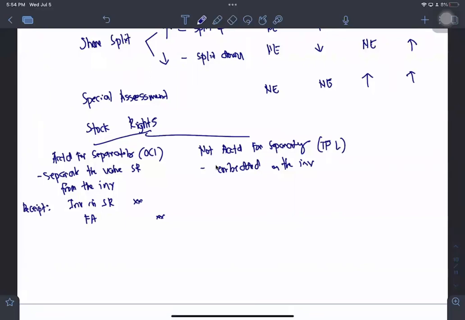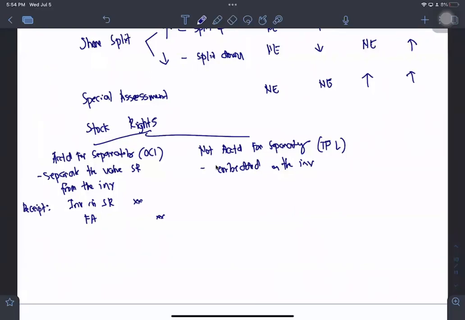Again, I just want you to understand it by accounting it separately and not accounting it separately, not because of the particular designation, whether it is OCI or TPL, but for the purpose of our academic quizzes or assessments, we will use whether it is OCI or TPL also.